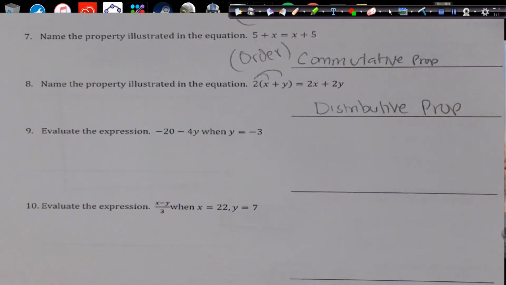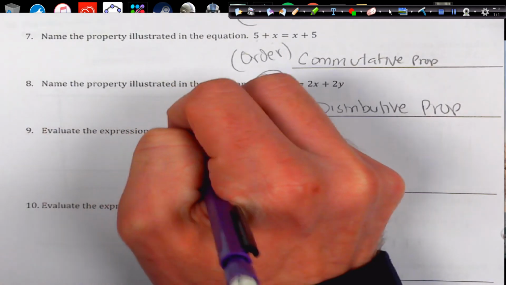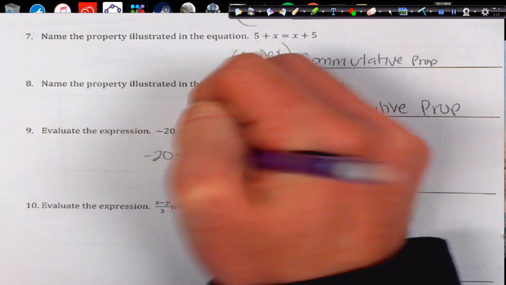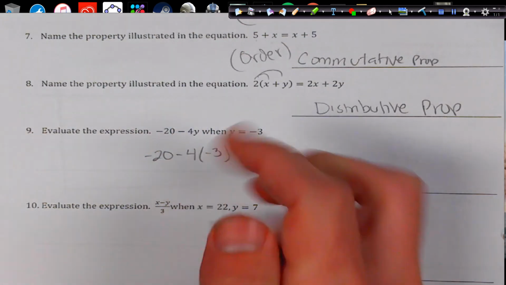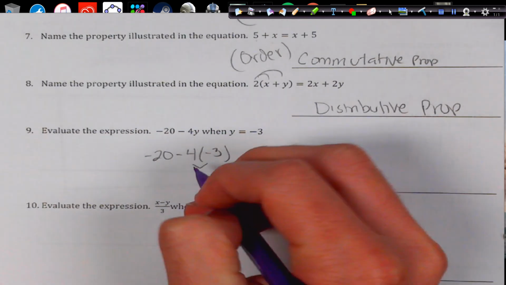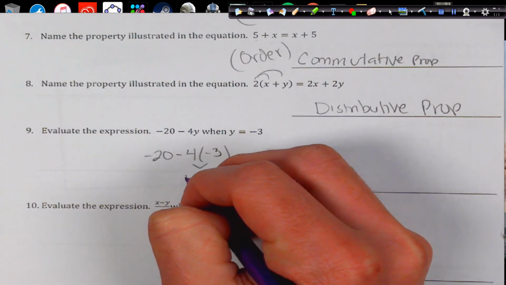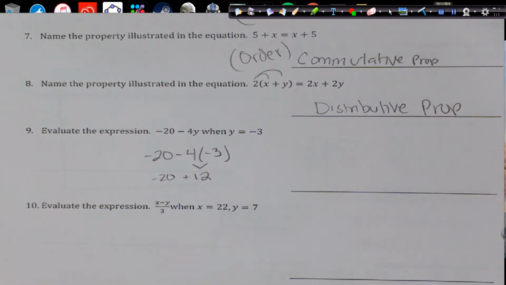Okay. Next one we're going to plug in. Negative 20 minus 4. Whenever you substitute in, use parentheses. That's a negative 3. Parentheses and a number next to it implies multiplication, so we're going to multiply those together first. 4 times 3 is 12. Two negatives make a positive, and negative 20 plus a positive 12 is going to give us a negative 8.